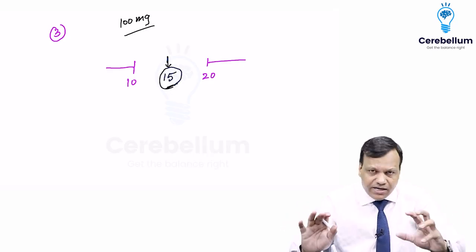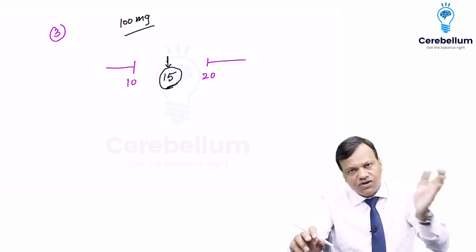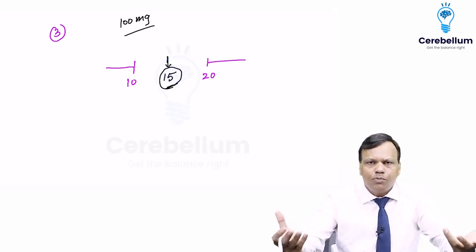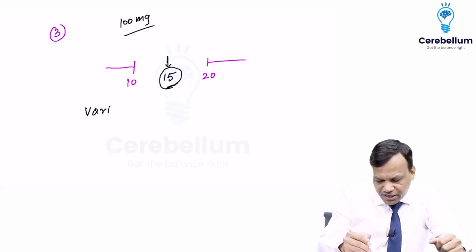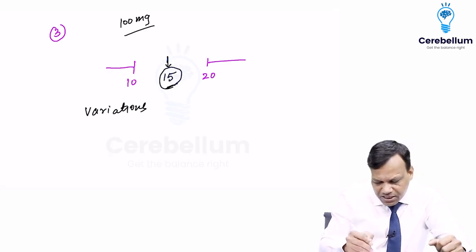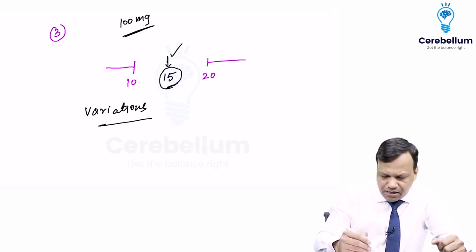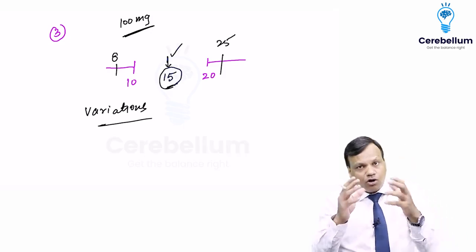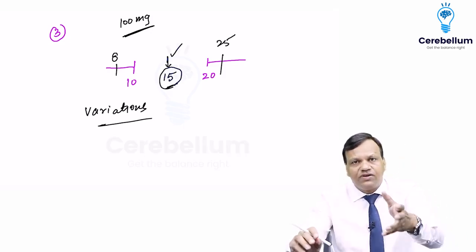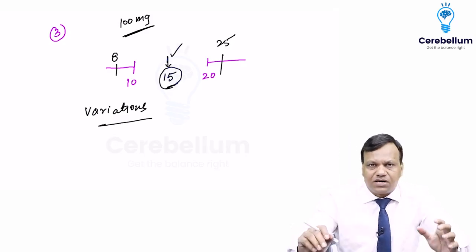So if the drug has so much consistency, that means with giving a particular dose, the concentration is always this, then there is no point doing TDM. So TDM will be done only when the drug shows variations. That means by giving the same 100 milligram, one person is getting 15, a second person is getting 8, a third person is getting 25. So we cannot know what concentration our patient will get. So we will adjust by measuring the plasma concentration.